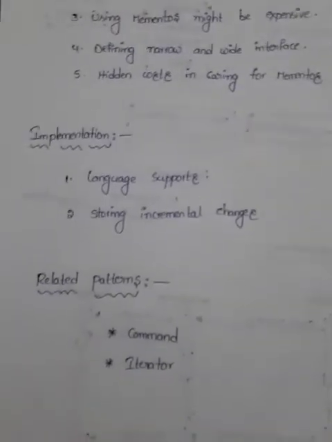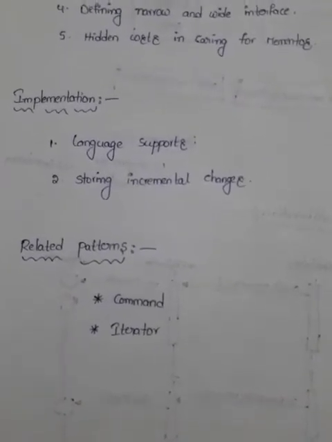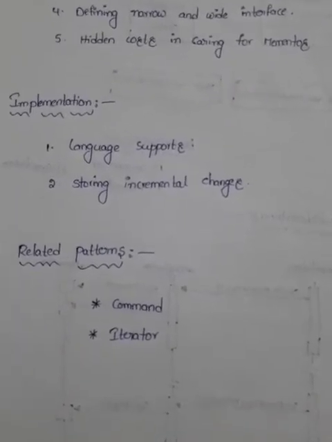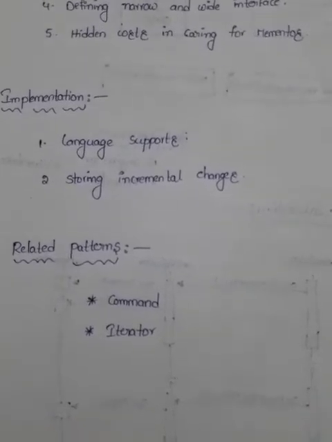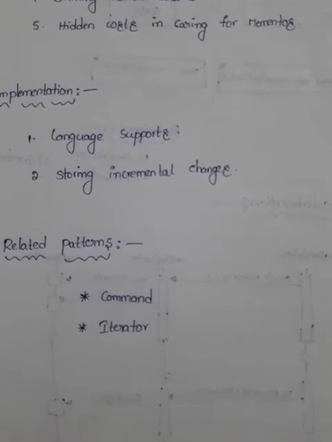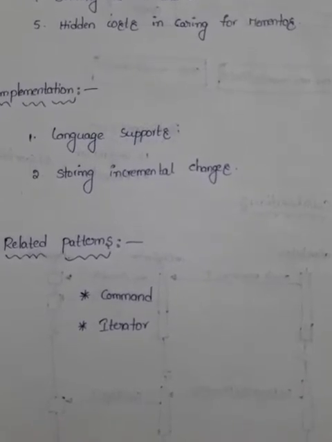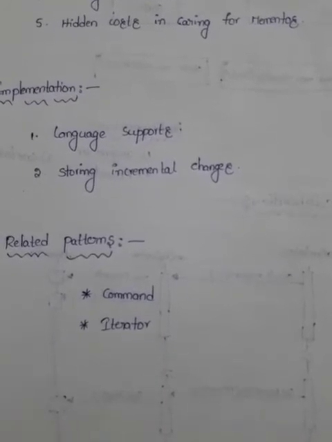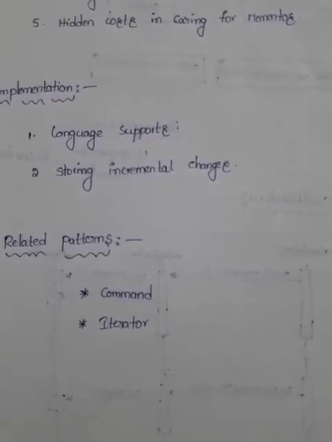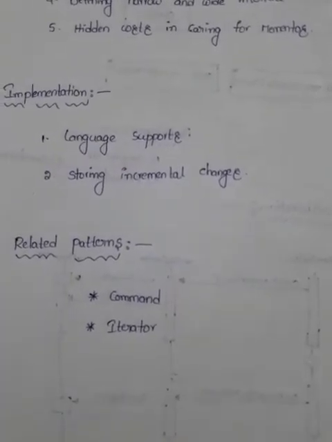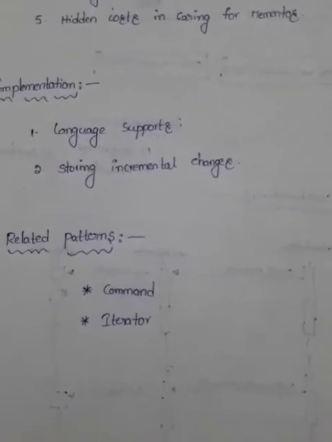And our next and last template section is related patterns. Coming to these related patterns, we can say Command and Iterator are the patterns related to our memento pattern. Commands can use mementos to maintain state for undoable operations. And coming to the Iterator, mementos can be used for iteration as described earlier. So based on these, Command and Iterator are related patterns to our memento pattern.